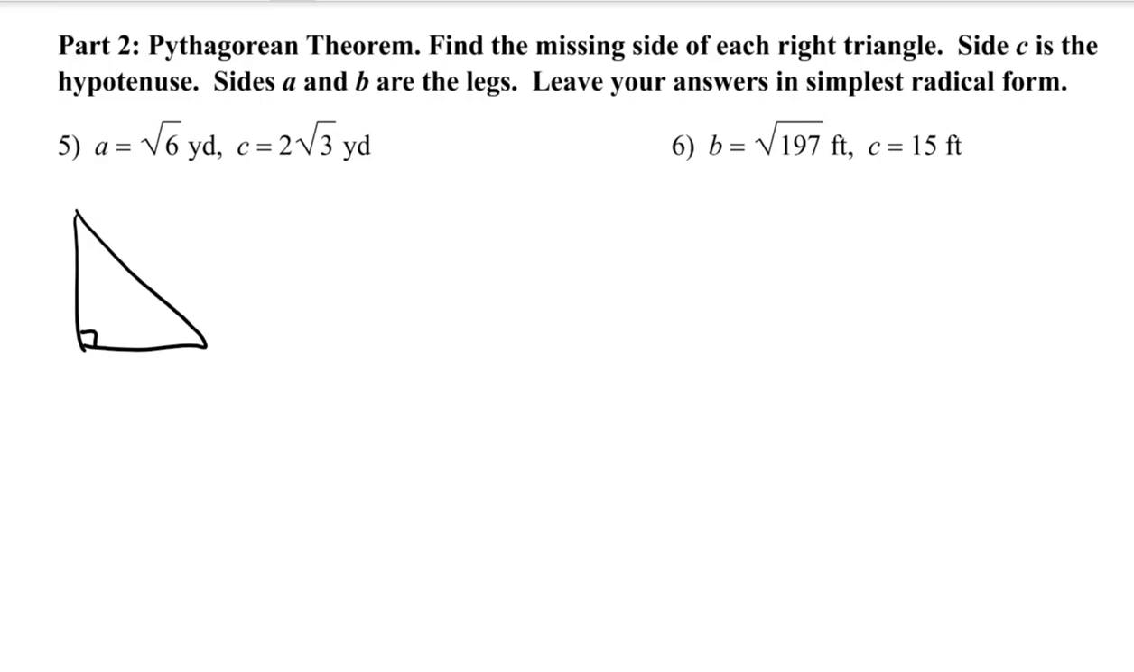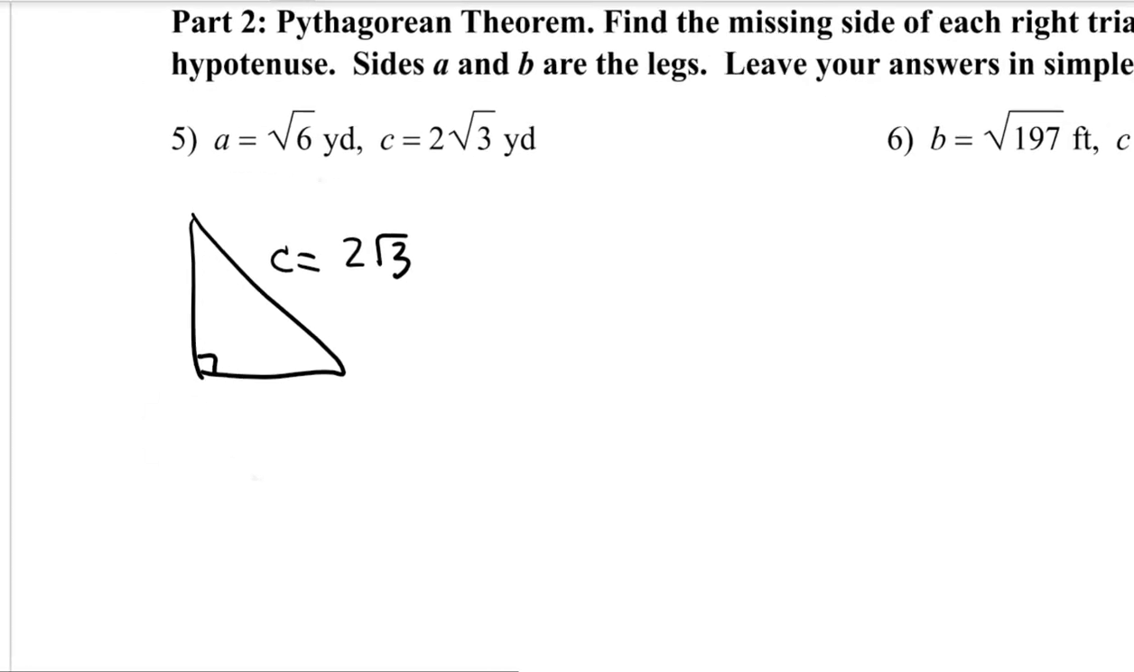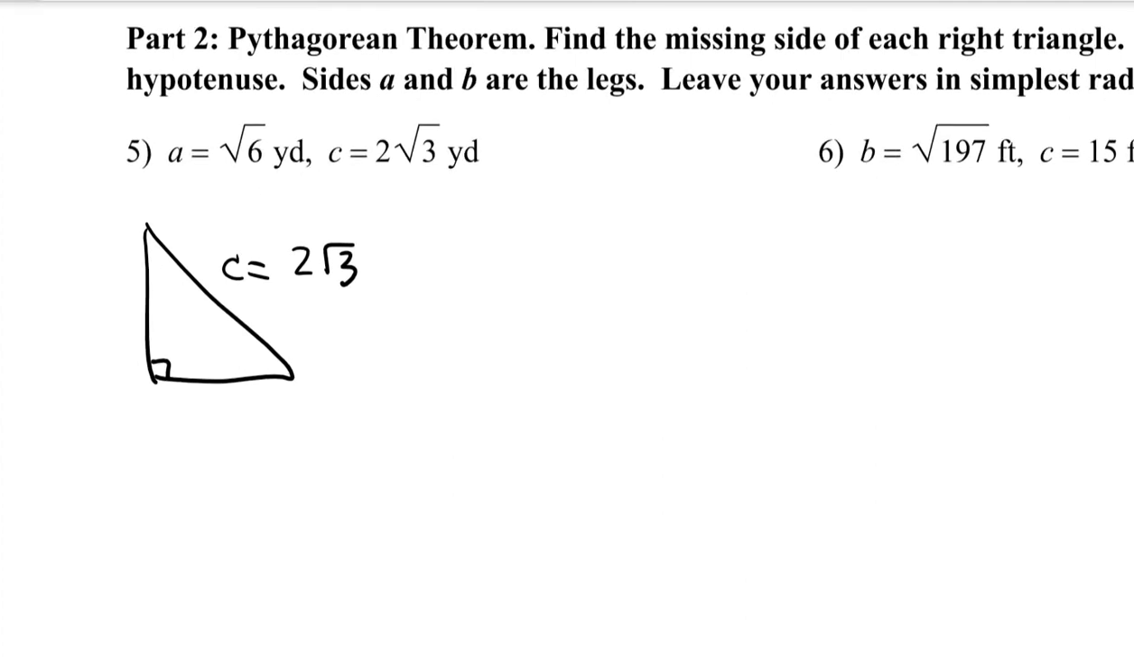A and B are the legs, so C is definitely going to be this part right here with a value of 2 square roots of 3. And then for part A, it doesn't matter which side you let be A. I'm going to put the A down here, and that's just going to be square root of 6. And then B, we don't know. So we've got to figure out how long side B is.